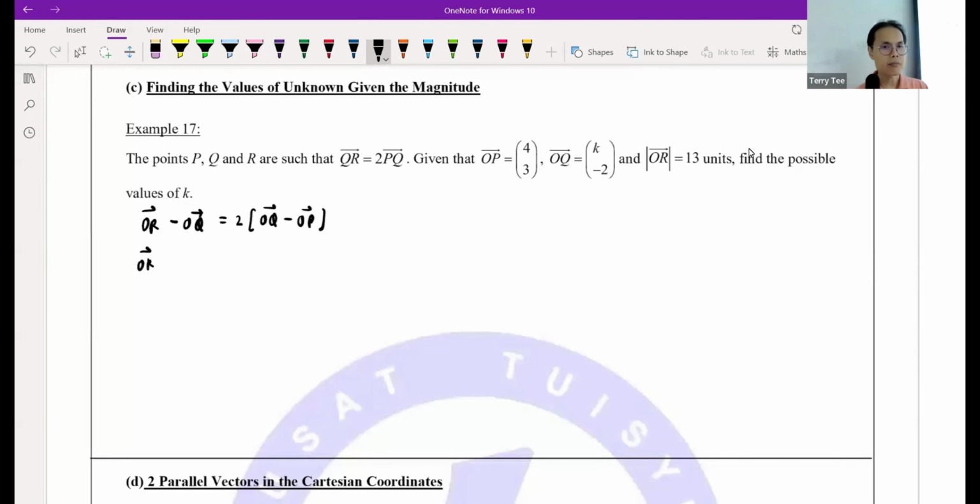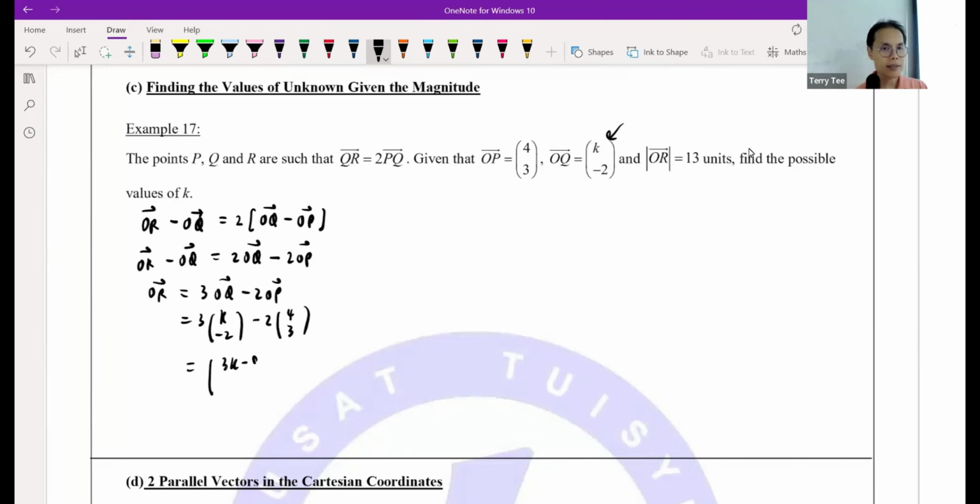Now some people may not sub in yet. I tell you what, I don't sub in first. I put 2 OQ minus 2 OP first. Let's bring the OQ over to the right. You get 3 OQ minus 2 OP. Since I know my OQ, this is my OQ, so put it in. K minus 2. I know my OP; my P is 4, 3. Put them together. This is 3K minus 8 minus 6 minus 6, isn't it? You can write one extra step if you want: 3K minus 8 minus 12. So with that, this is my vector OR.